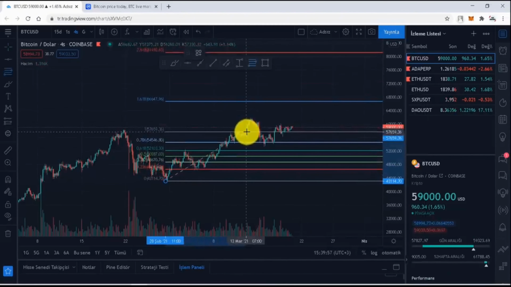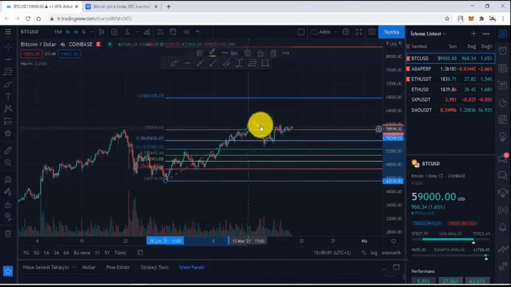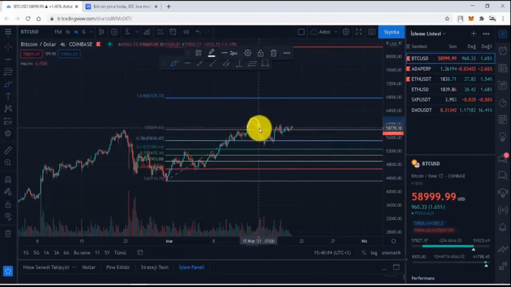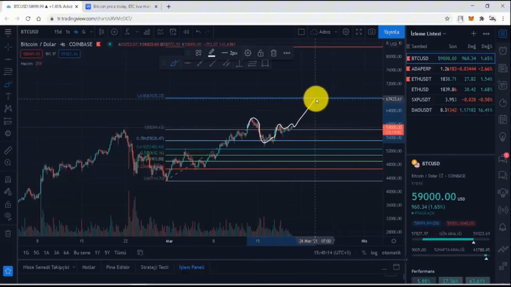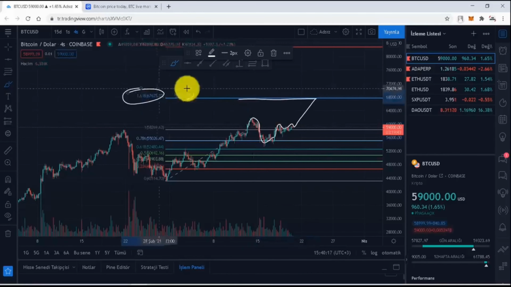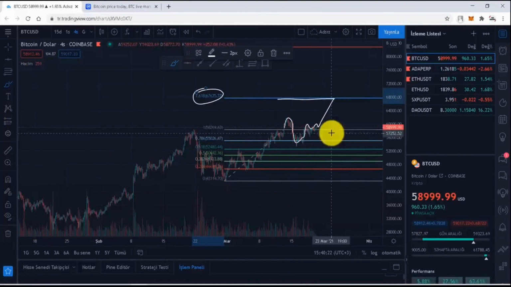I'm clicking on this point here. As you can see, Bitcoin previously rose and tested a level, but that test failed and it dropped, bouncing back from earlier support levels. Now it is trying to hold above its resistance again. The next resistance we see is at $68,000, which corresponds to the 1.618 level. So will Bitcoin reach these levels?